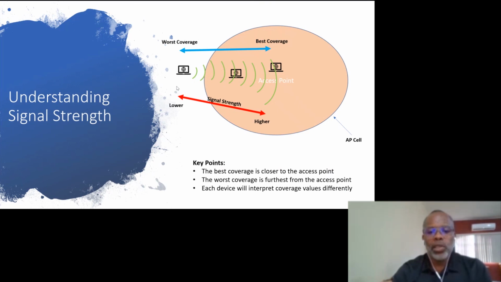Similarly, the closer you are to the access point, the higher the signal strength. So we're talking about coverage up here, but we just learned how to measure coverage. So the higher the signal strength, and the further you walk away, the lower the signal strength.